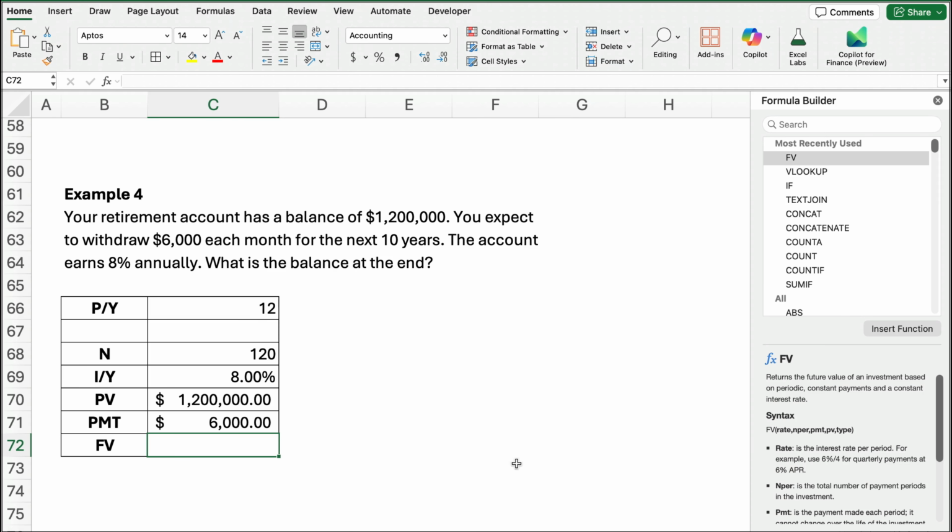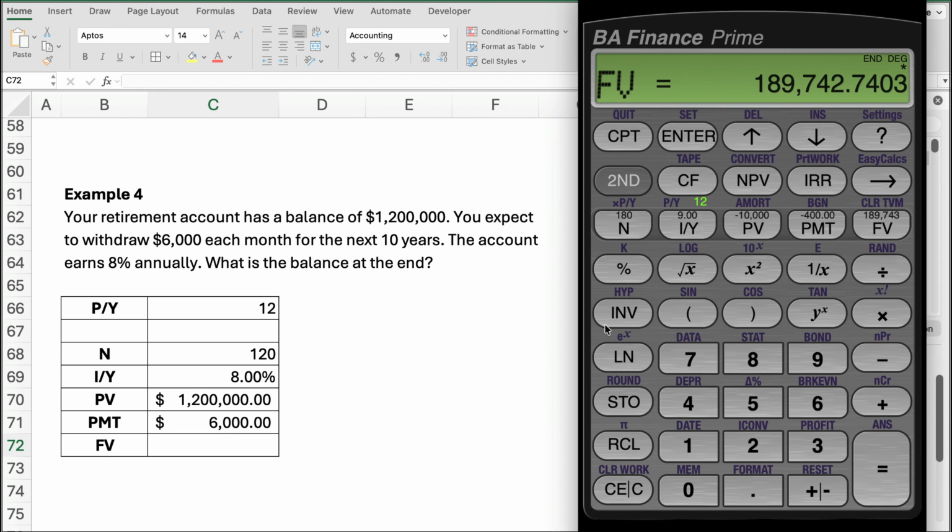So let's show you how we enter it on the calculator. All right, we already have our period set for 12 periods per year, so we don't have to change that. So 120 months, we're going to receive 8% interest, so 8I. Now, we have a balance of $1,200,000, so I'm going to put that in as a positive number for the present value, okay? If I enter that positive, then what would my payment be? Well, my payment's going to be the opposite.